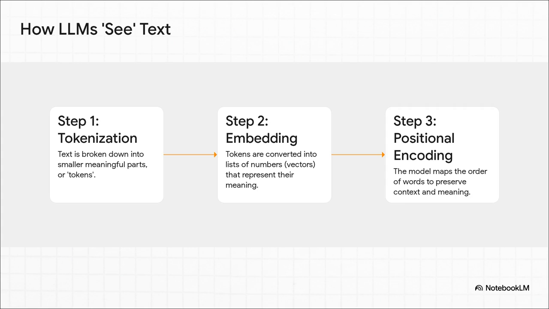First up, tokenization. The AI breaks down sentences into smaller, meaningful chunks called tokens. Then, embedding. This is where it converts those tokens into long lists of numbers called vectors that represent their meaning mathematically. And finally, and this is absolutely key, positional encoding. The model maps out where each word is in the sentence. Because, as we're about to see, order is everything.